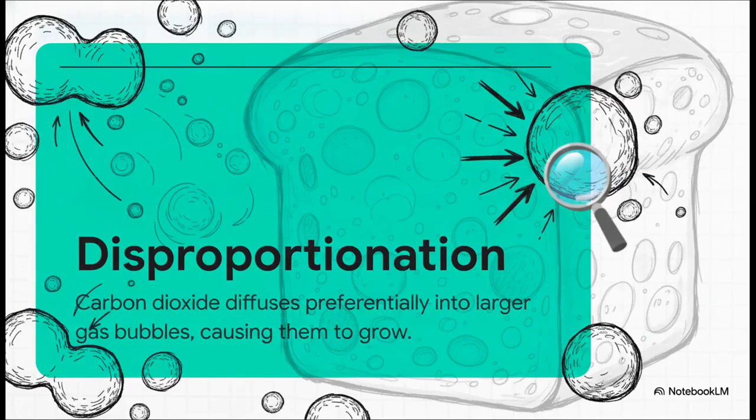Now, this brings us to a fascinating process called disproportionation. Imagine the larger bubbles in your dough acting like really stretchy balloons, aggressively stealing carbon dioxide from the smaller ones. Because of surface tension, the internal pressure in those tiny bubbles is incredibly high, so the gas naturally wants to diffuse into the larger bubbles where the pressure is lower. It's this uneven expansion that completely dictates the final crumb and texture of your baked goods.